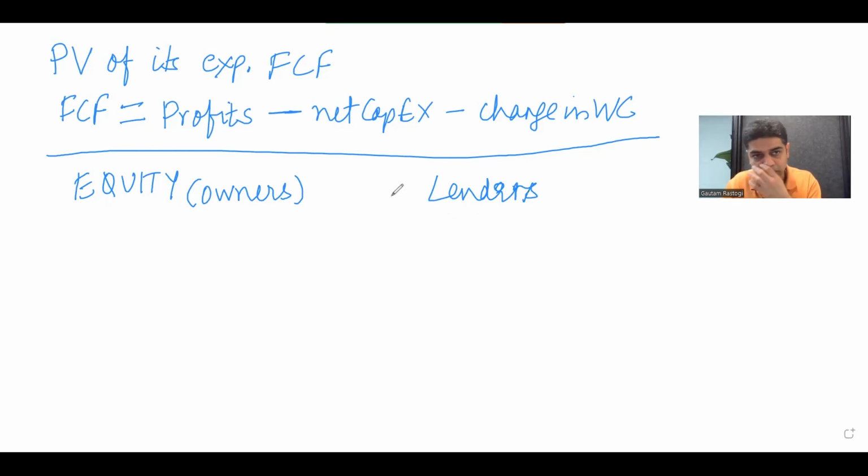If there is a liquidation, in the liquidation hierarchy, lenders would have to be paid off first, and then equity holders. So equity holders are the last in line.